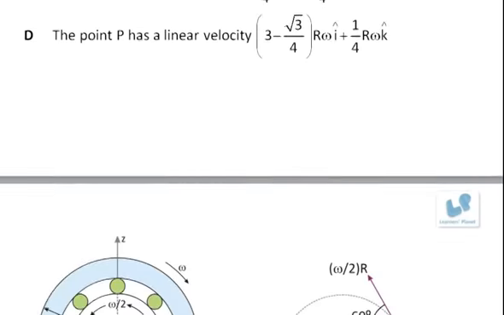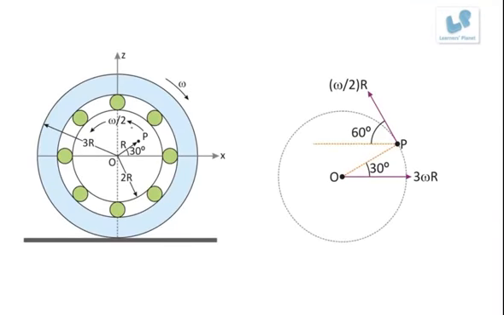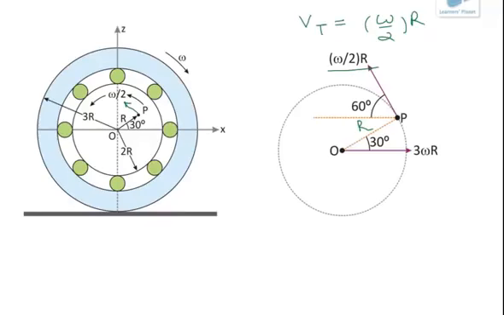Now since this point P is moving or rotating with respect to the outer ring, it has got a tangential speed with respect to point O. This speed will be equal to omega r by 2. Okay, because angular speed is omega by 2 times r, which is the distance from the point O, will give you the tangential speed vt. Okay, now this is the velocity with respect to point O.